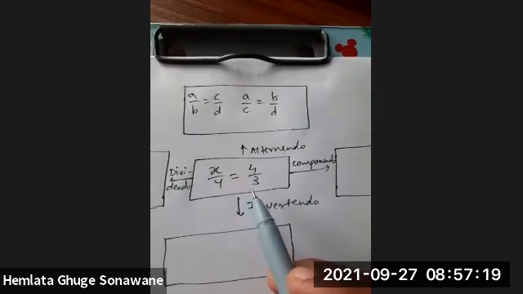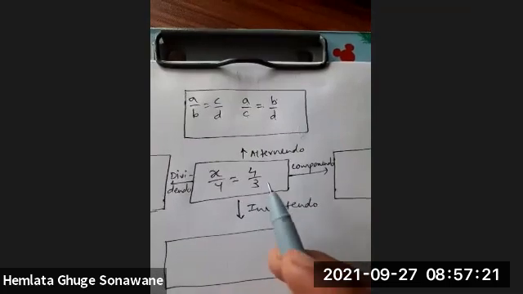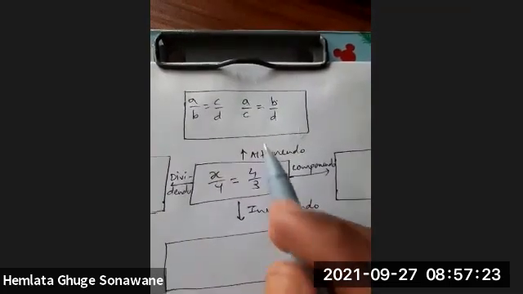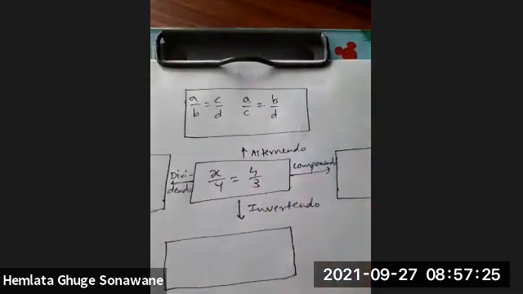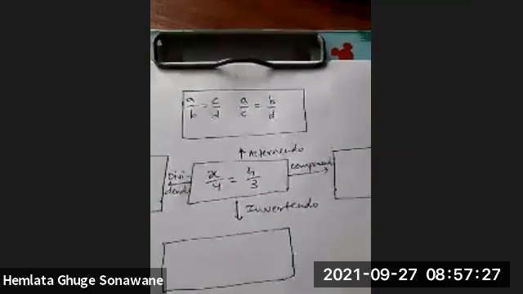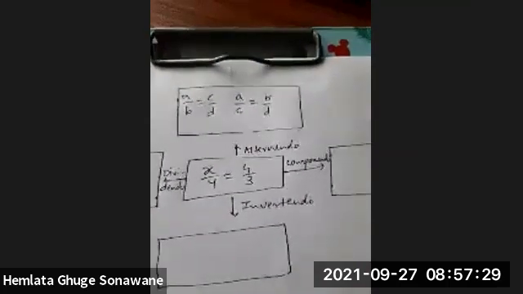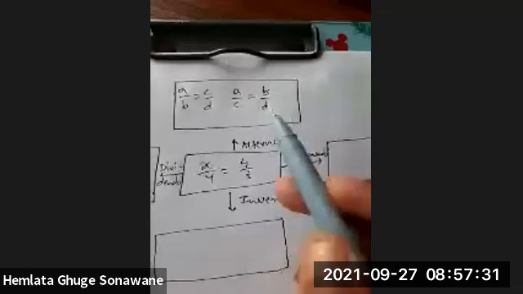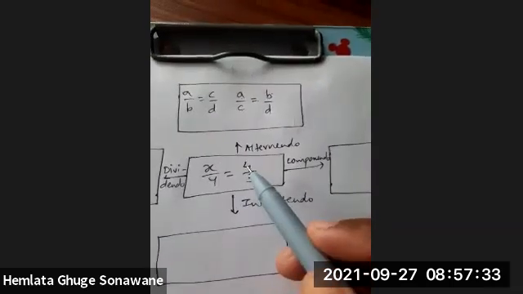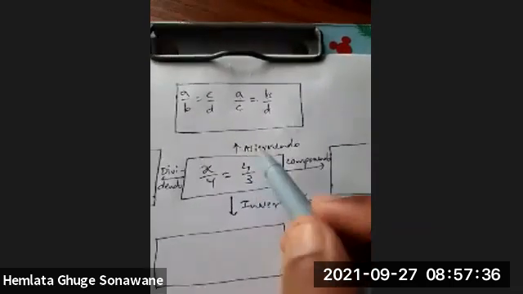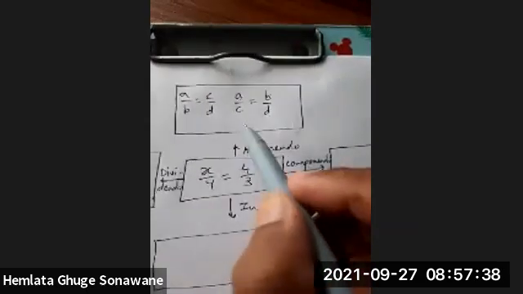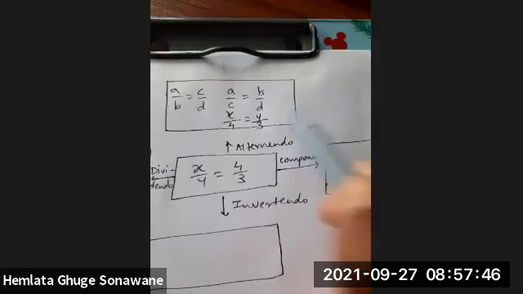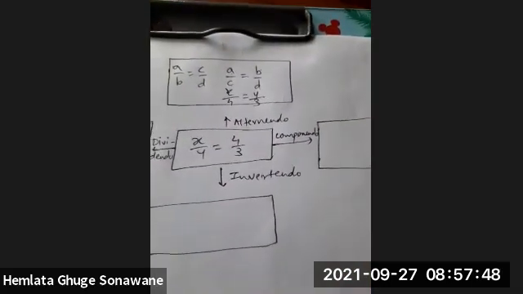Anyone else? Miss, x upon y is equal to 4 upon 3. Yes. Not A, x upon 4 is equal to, not C, y upon 3. Very good. Thank you so much.